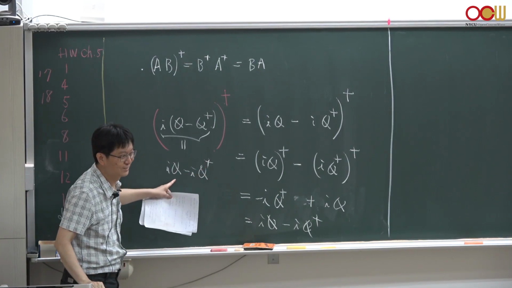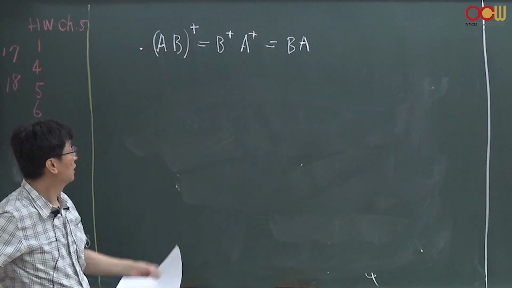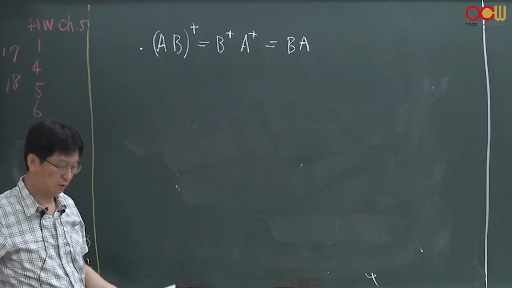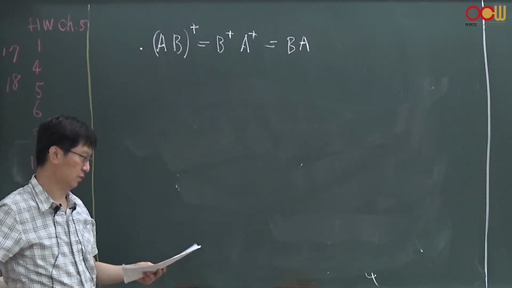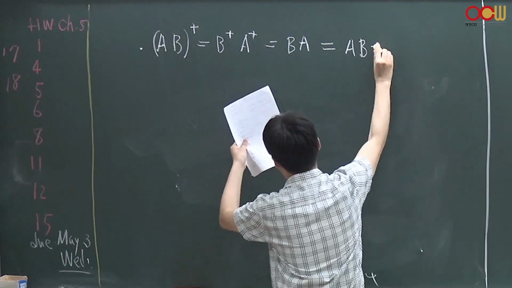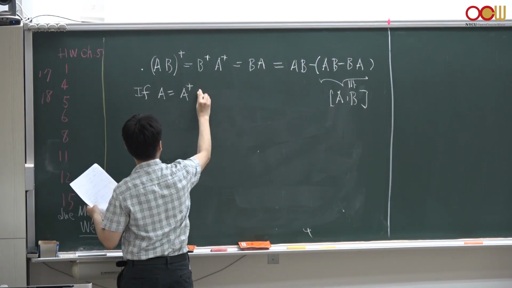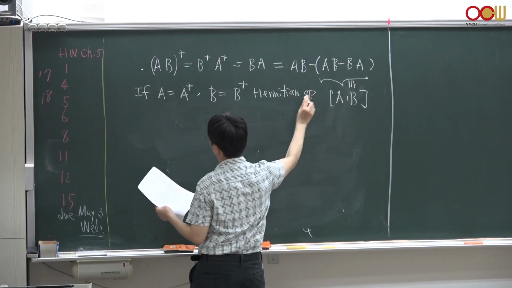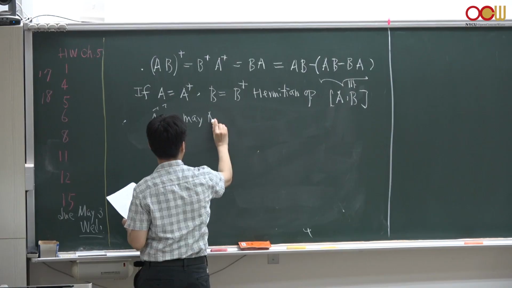Everyone understand this? This is very simple algebra. So let's come to the final remark, which is very important. It says that even though these A and B operators are Hermitian operators, the product of these two operators may not necessarily be Hermitian. Say that clearly: if A and B operators are Hermitian, the AB product may not be Hermitian.